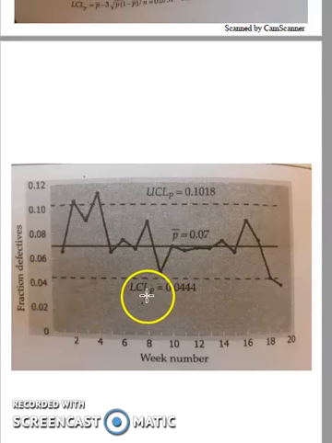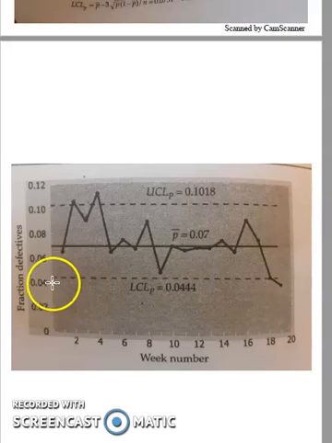Here the lower control limit is 0.044, which is near about 0.44 on this scale, and the upper control limit value is 0.1018, which will be above somewhere, near to 0.10.